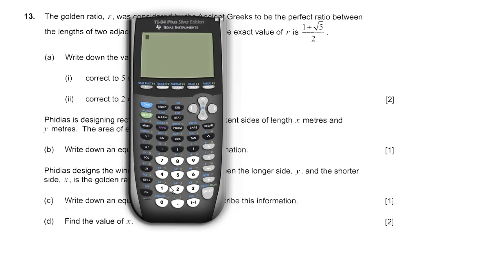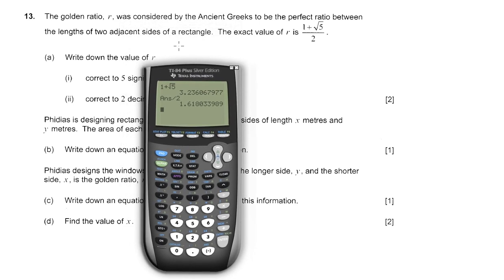So we've got 1 plus the square root of 5, and that's all in the numerator, so I'm just going to push equals. It gives me that, and then we're going to divide that by 2, and there's our golden ratio, 1.6180, so forth and so on.